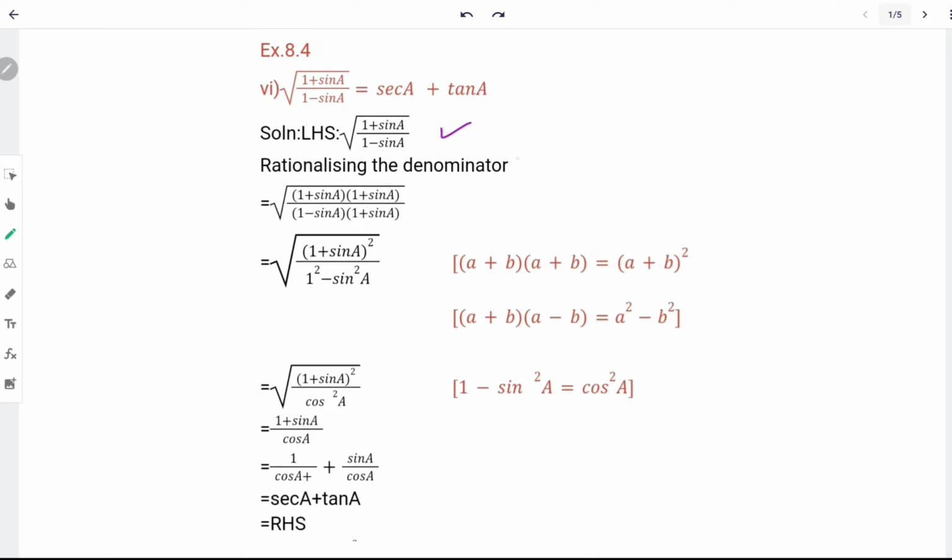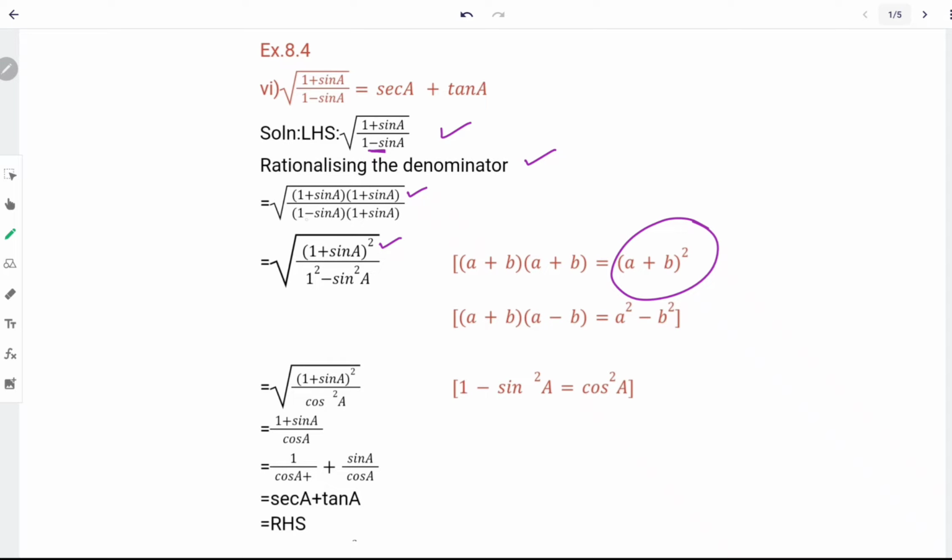So how do we remove the root? We'll do it by rationalizing the denominator. You can see minus is here, so there will be 1 plus sine a, 1 plus sine a, right? Once we are done with that, when you look at the numerator here, can you see it is of the form a plus b, a plus b? Which means that I can simply write it as a plus b the whole square here.